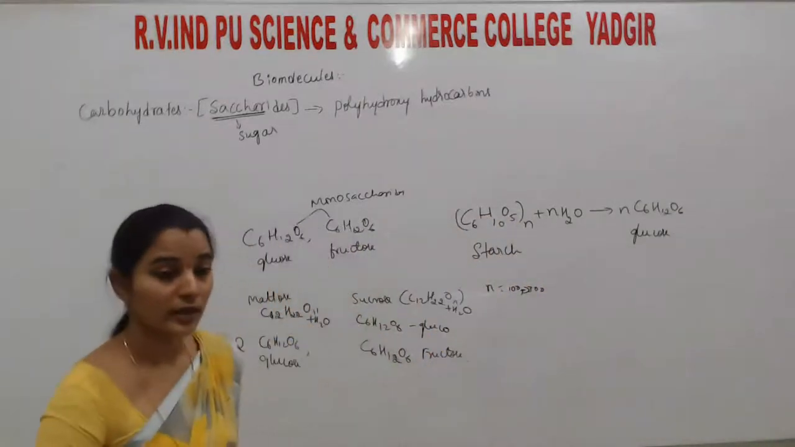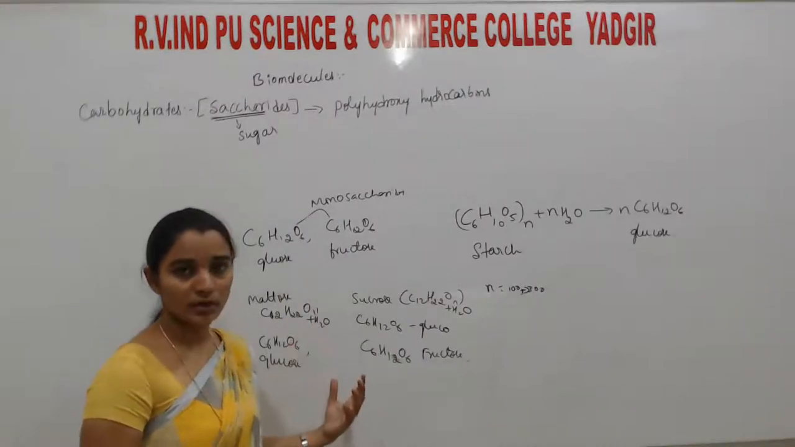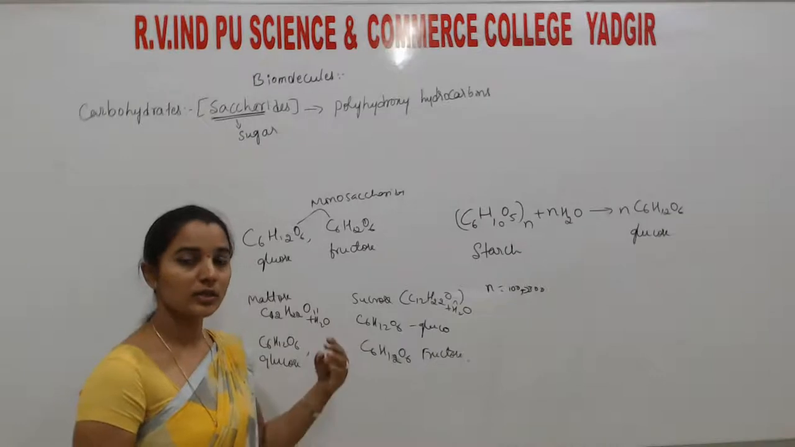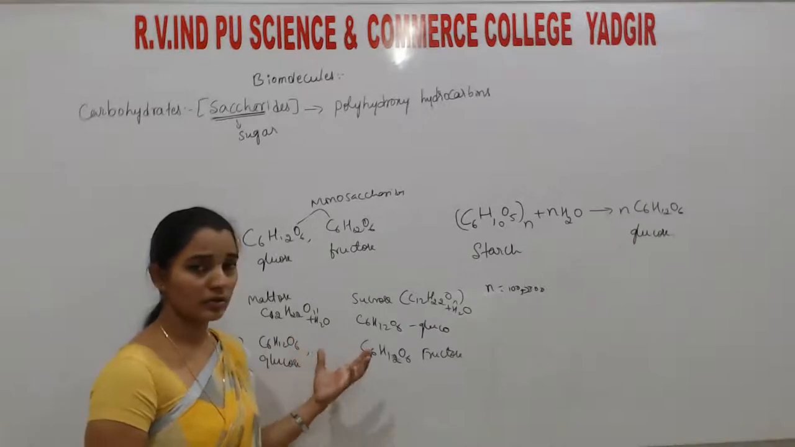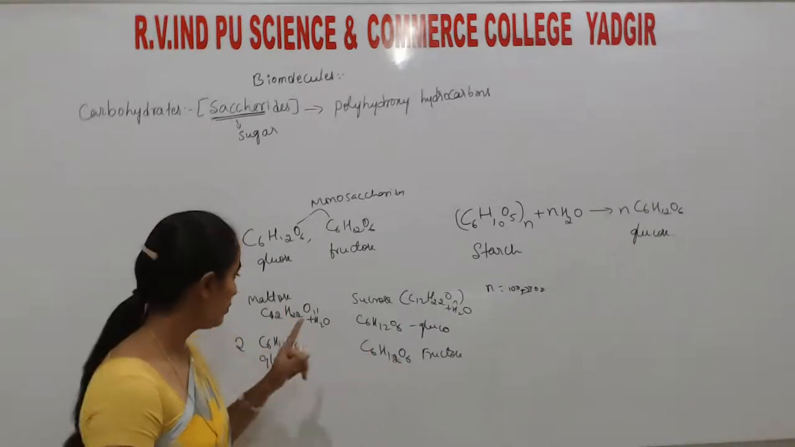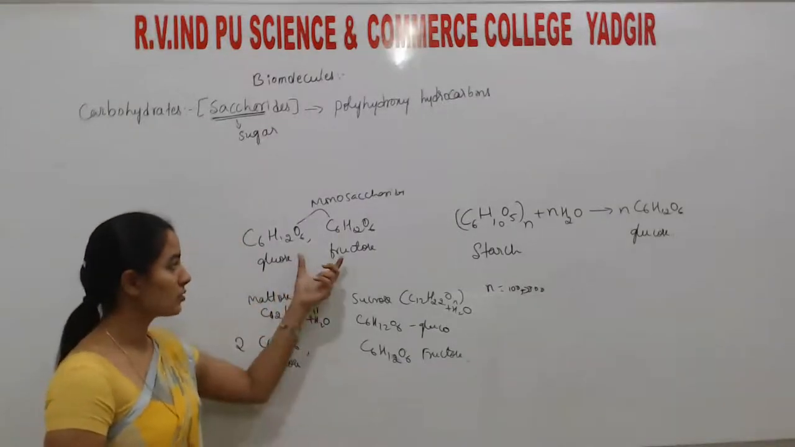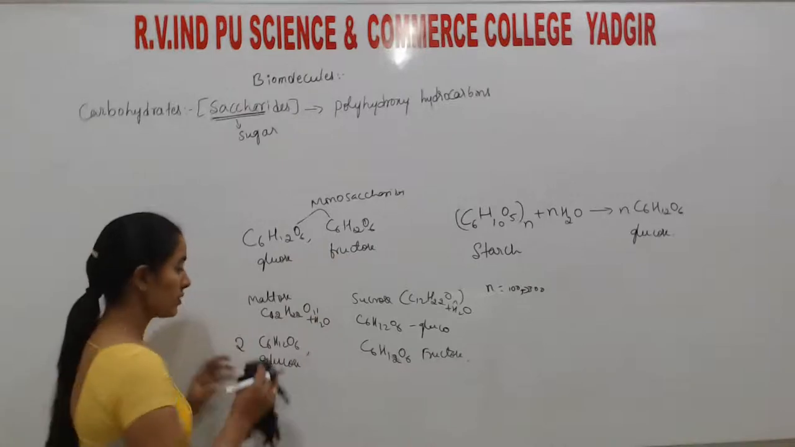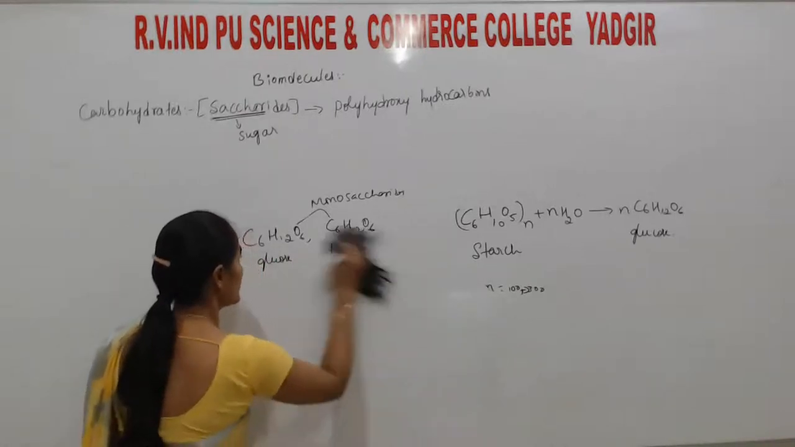That is called polysaccharides. Trisaccharides are also there, which consist of 3 monosaccharide units. Tetrasaccharides consist of 4 monosaccharide units. Pentasaccharides consist of 5 monosaccharide units. That is the classification, but that classification is removed. As I told you, disaccharides and polysaccharides are removed from your syllabus, so we will discuss only the monosaccharides. But for your knowledge, I said this.